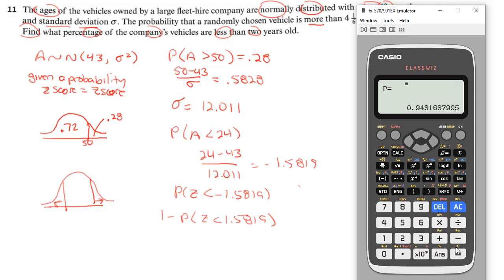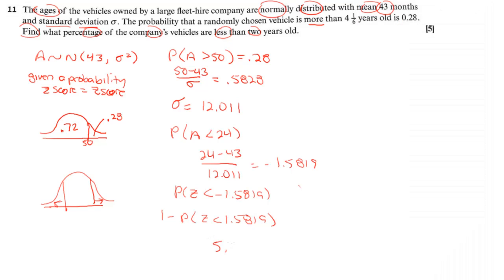So we press enter, and this is the probability, and I've got to take it away from 1. So what I do is store it to x, go back to the first menu, and do 1 minus x. That's going to give me the probability of 0.0568, or 5.68%. And then we're good to go.